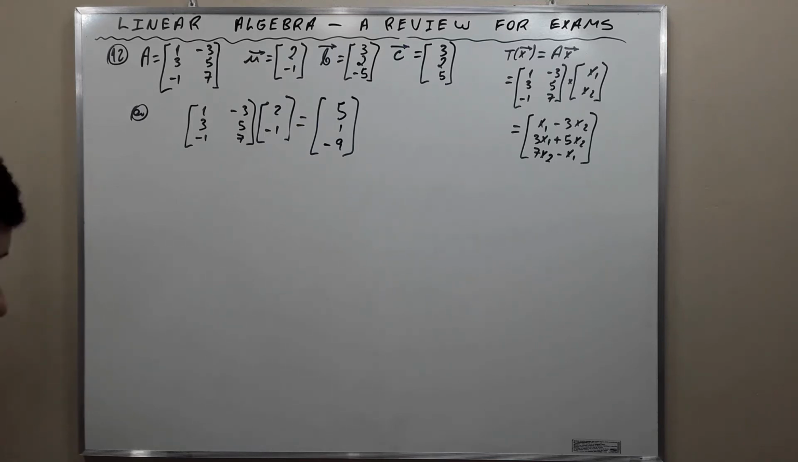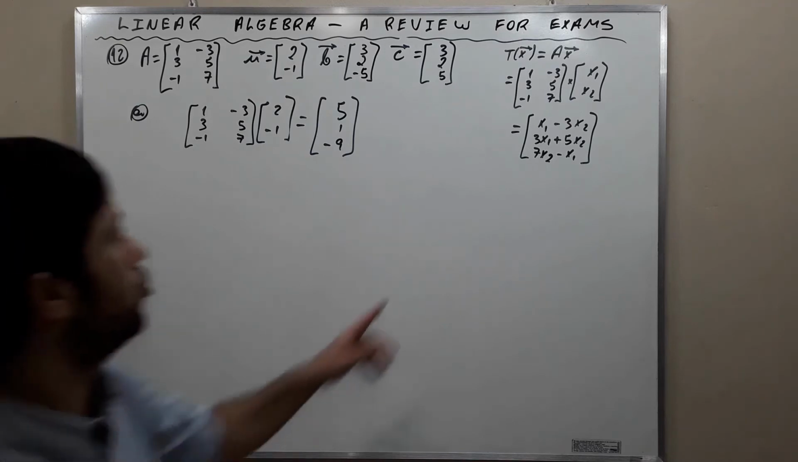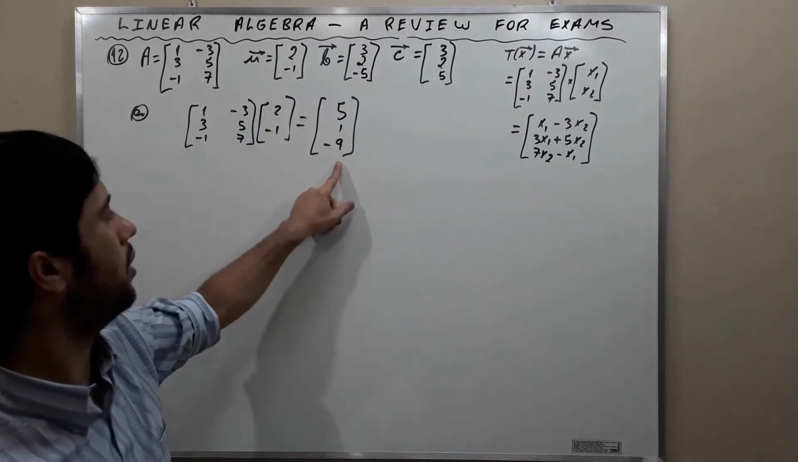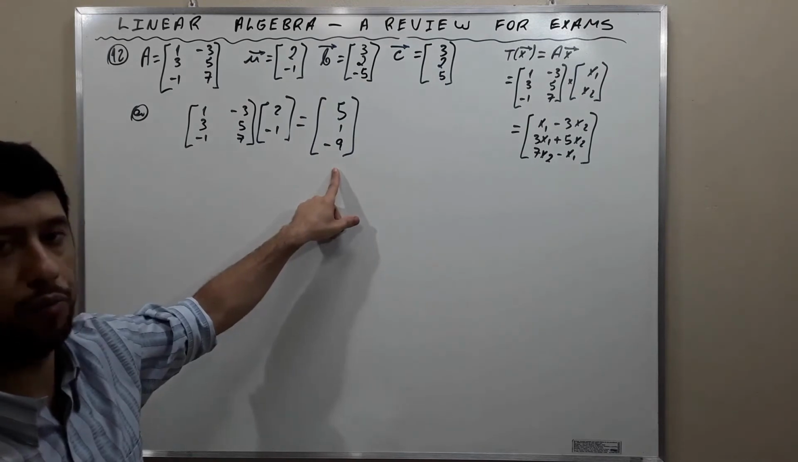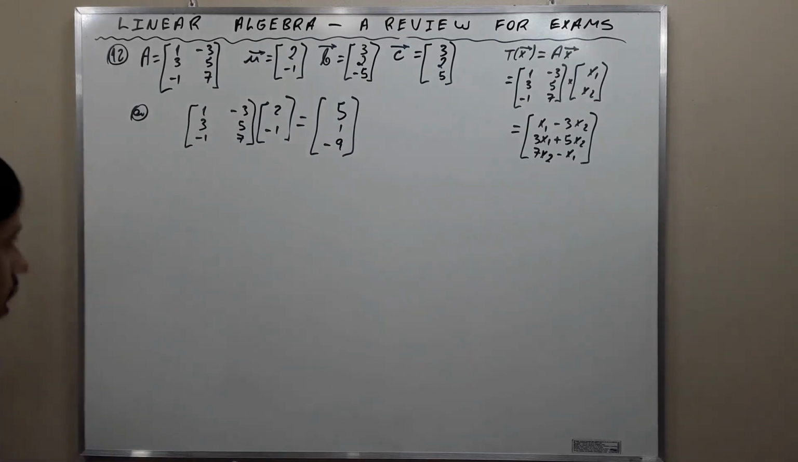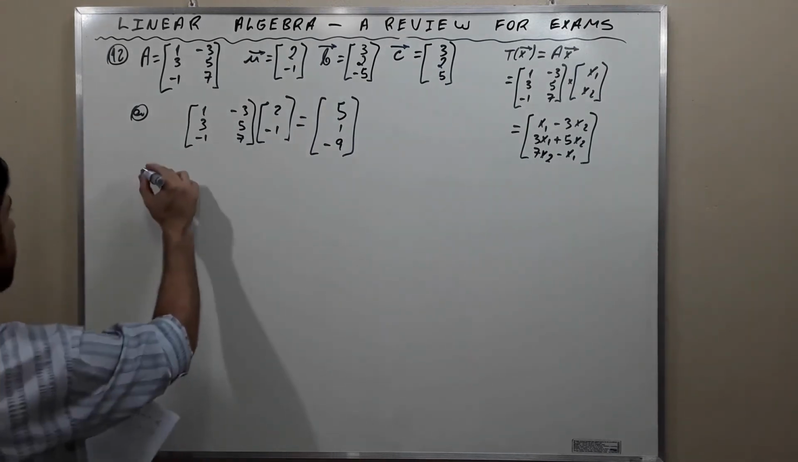Transformations are functions. Okay? What enters in a function is the input. And what goes out is the output. The output is also called the image. And U is the input, and the image is what comes out, the output of the transformation. Let's go to letter B.